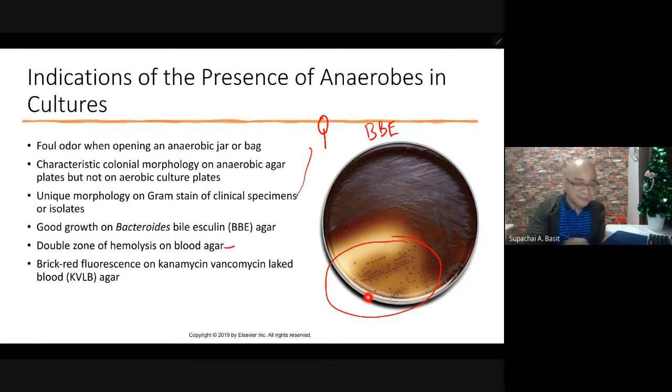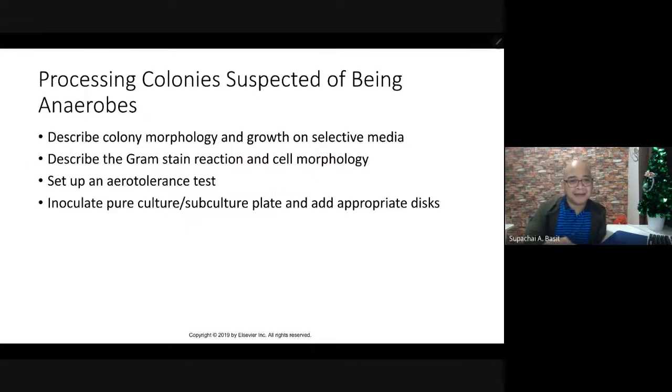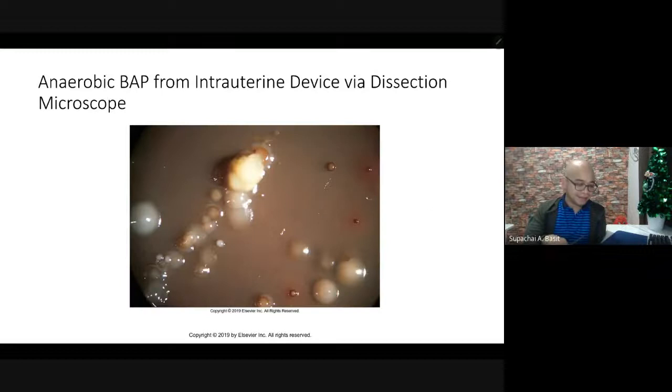Tapos kapag meron double zone of hemolysis on blood agar, that's another good indicator, particularly if you are suspecting Clostridium perfringens. And brick red fluorescence on vancomycin kanamycin blood agar.